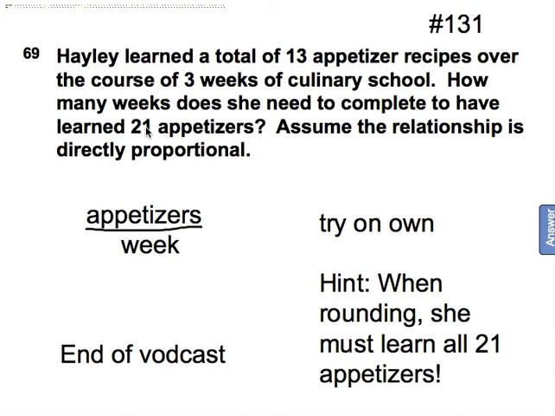Now, if you round down in this case, she's not going to learn all the appetizers. She wouldn't have learned them all by then. So if you round up, she'll have learned the full 21 appetizers. So keep that in mind and try this one on your own. From there, we're going to skip the rest of the problems. This is the end of the vodcast, and please write this on your slide somewhere.